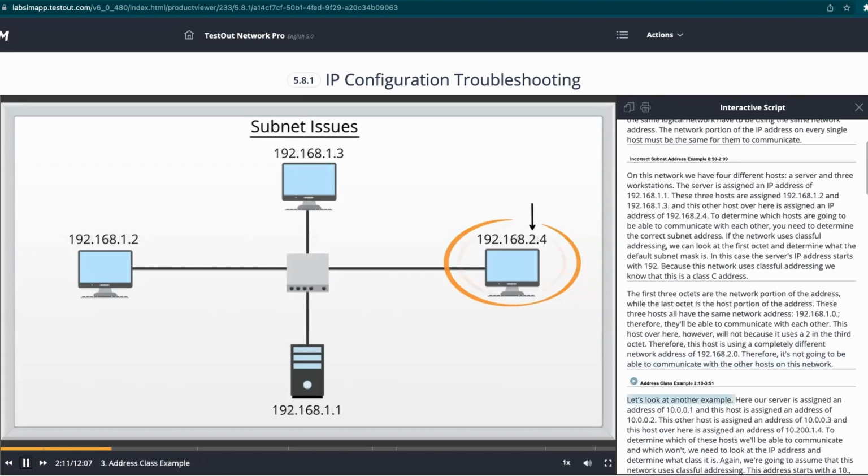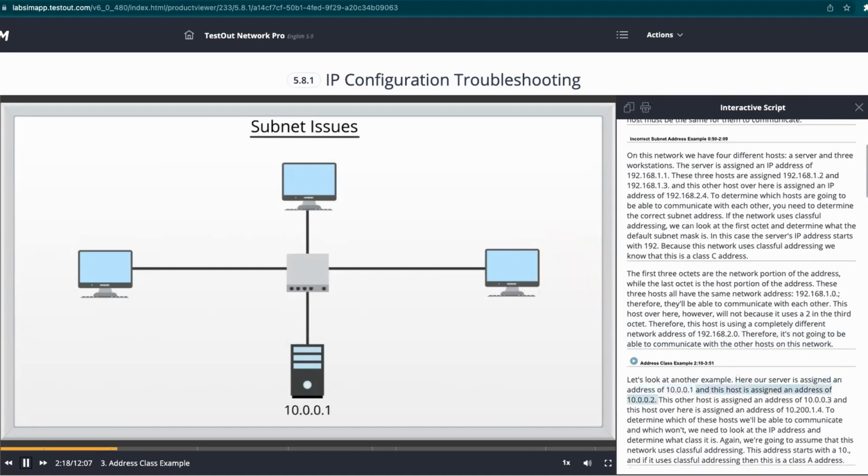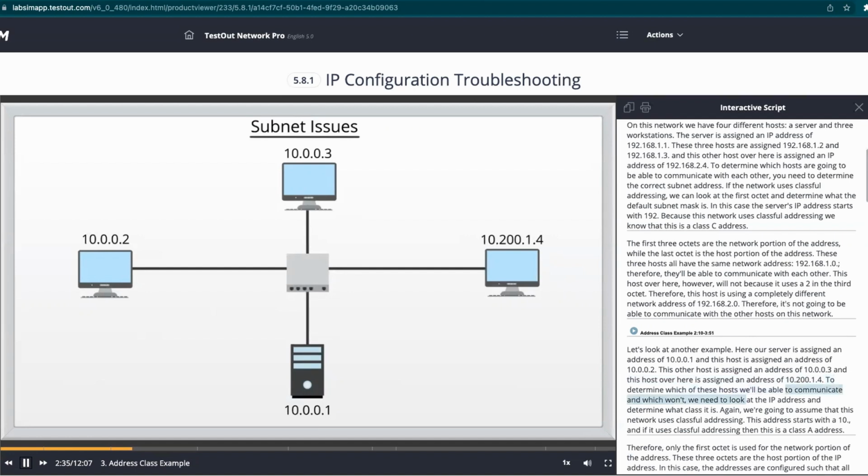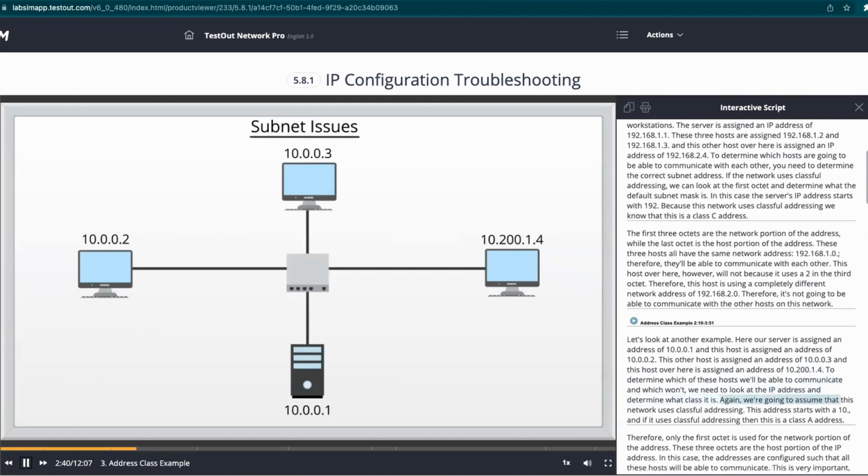Now, let's take a look at another example. Here our server is assigned an address of 10.0.0.1, and this host is assigned an address of 10.0.0.2. This other host is assigned an address of 10.0.0.3, and this host over here is assigned an address of 10.200.1.4. Now, in order to determine which of these hosts will be able to communicate and which won't, we need to look at the IP address and determine what class it is. Again, we're going to assume that this network uses classful addressing.